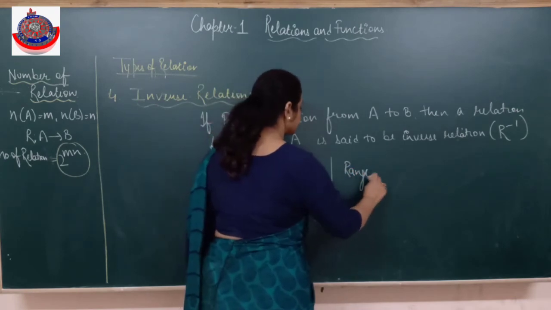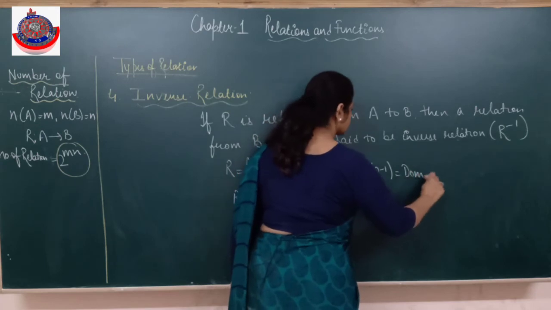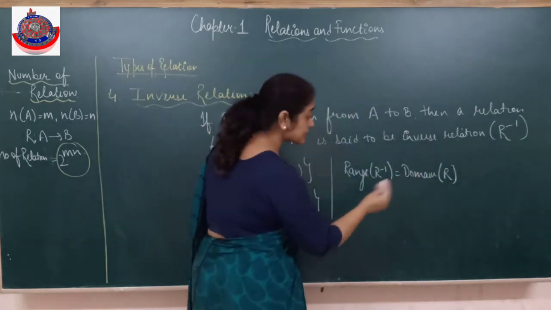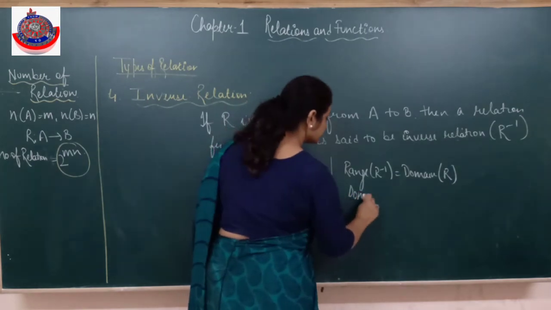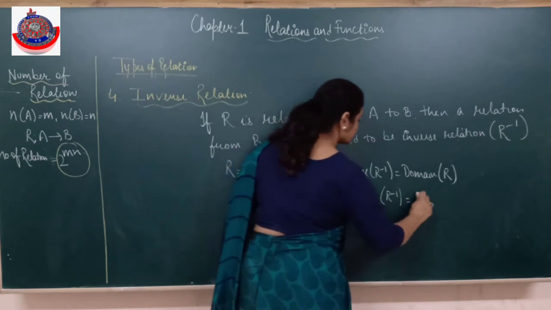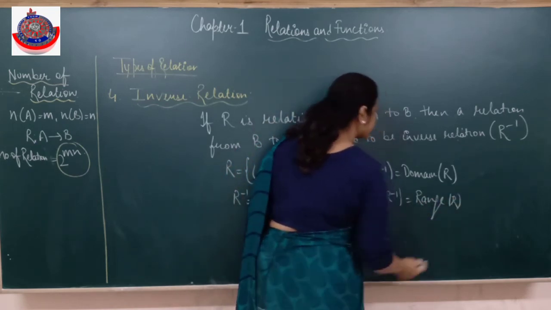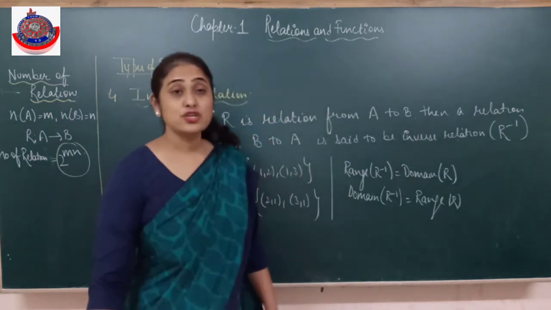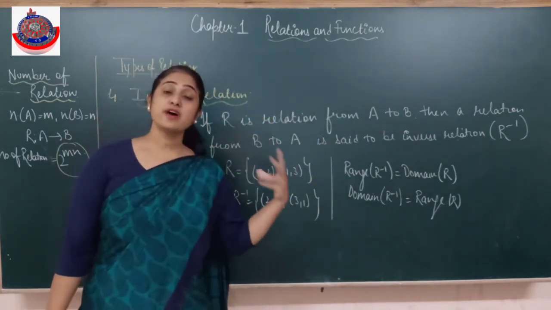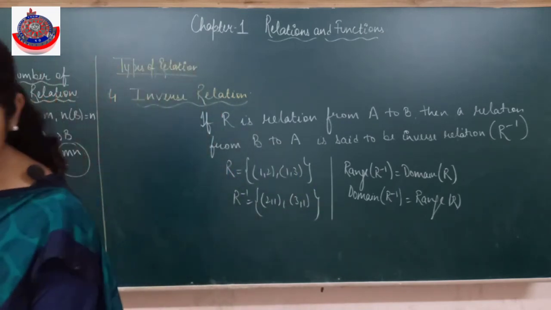It's reverse, no? So all these things can come in MCQs. For example, they give you the domain of R and ask you the range of R inverse. So you should know the domain of R and the range of R inverse are both equal. Is it clear to everyone? Alright.